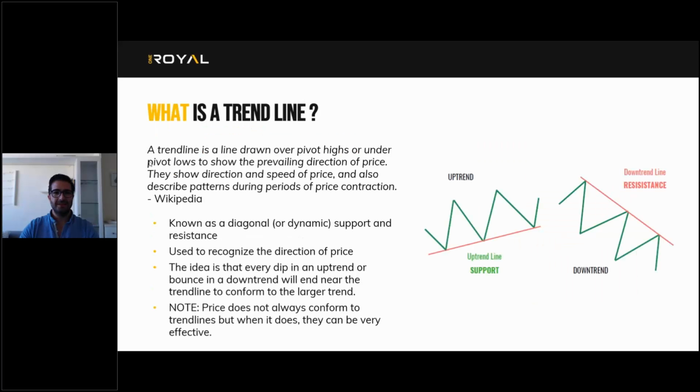So what is a trend line? As per Wikipedia, a trend line is a line drawn over pivot highs or under pivot lows to show the prevailing direction of the price. So we will use trend line to know how the market is moving, either to the upside or to the downside. So if we look to the right, you can see, let me use the pen, sec.